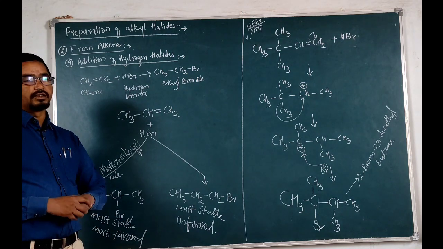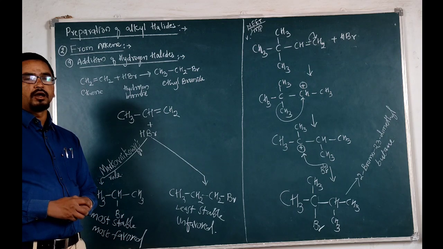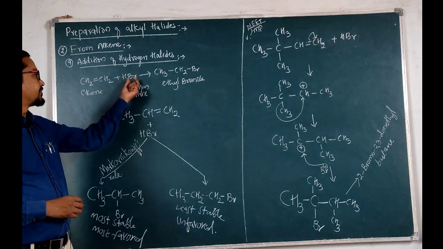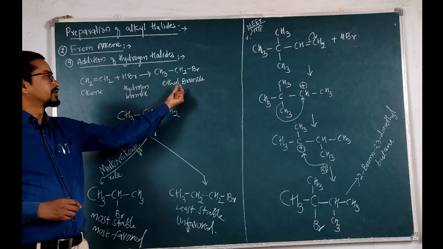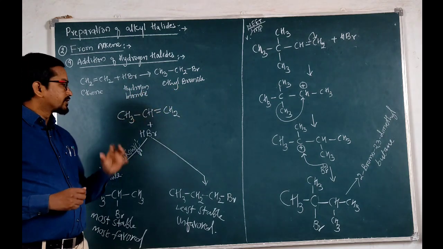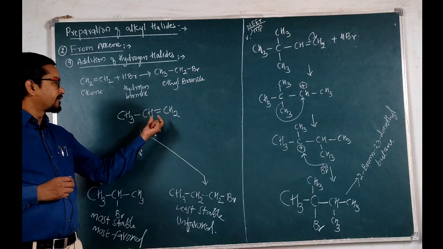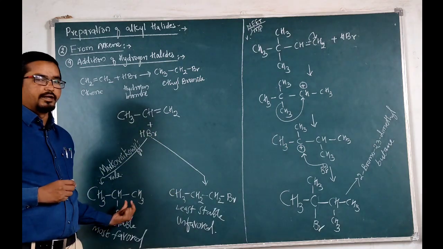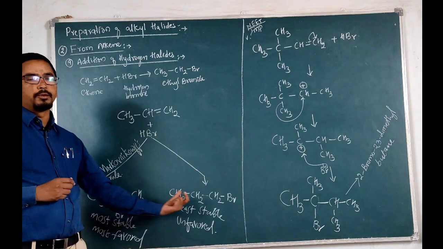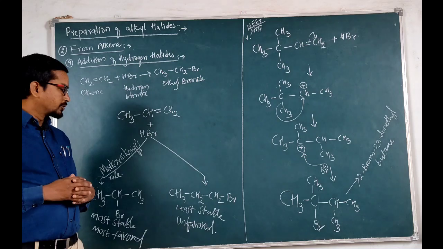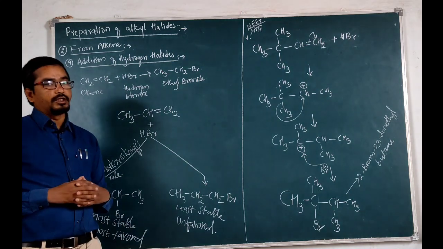Now this is for symmetrical alkene. For example, for the symmetrical alkene ethene, addition of hydrogen bromide leads to the formation of ethyl bromide. Suppose we have an unsymmetrical alkene like propene. Propene can form two types of product, that is 1-bromopropane and 2-bromopropane. Now we have to see which is the most stable product.